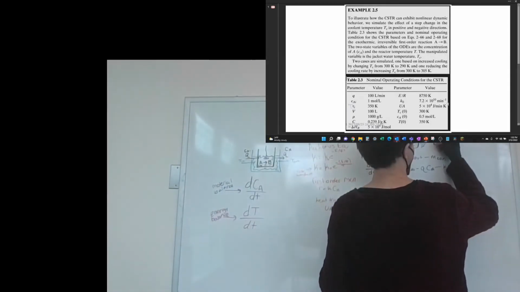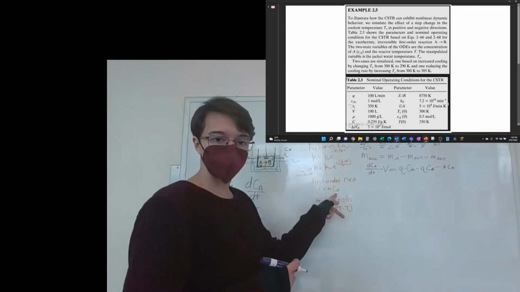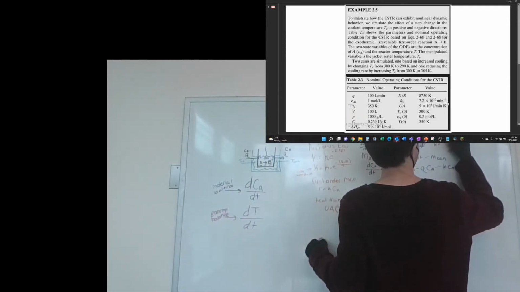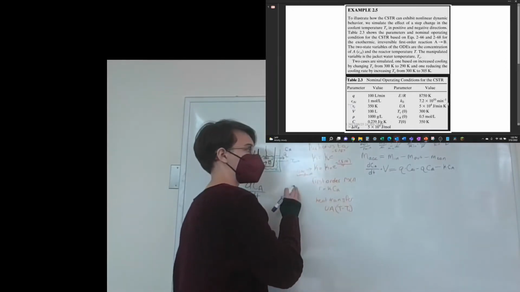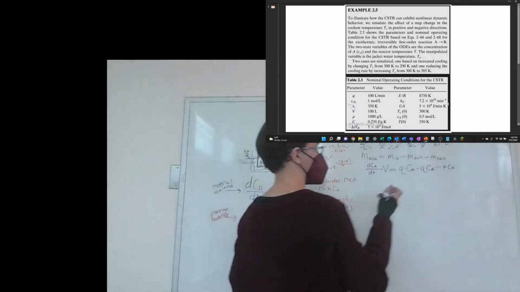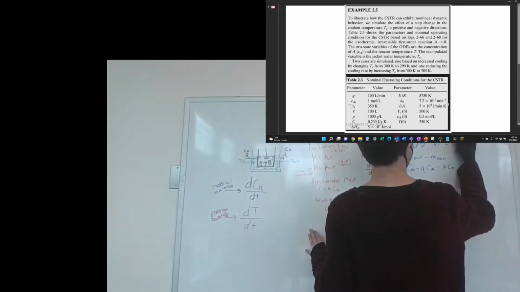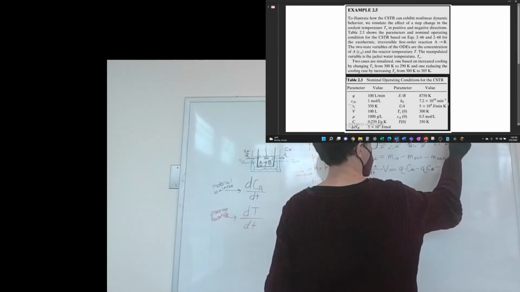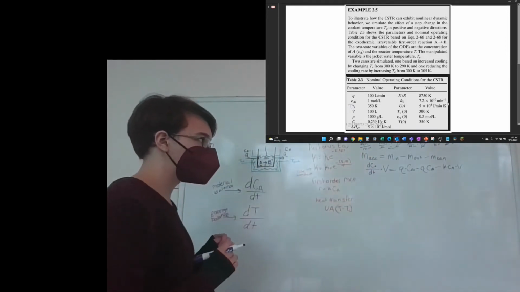So 1 over minutes, that's our time piece. Times concentration, which is going to be moles per liter. So we need to get rid of liters, so we're going to multiply that by volume. So we get rid of liters, and then we've got moles per minute. So yeah, that's the equation that we're going to want to use.